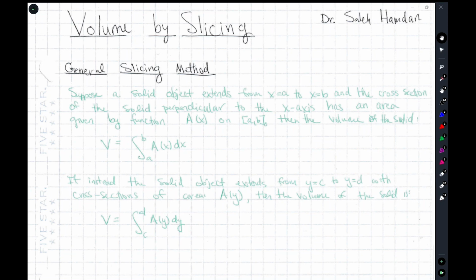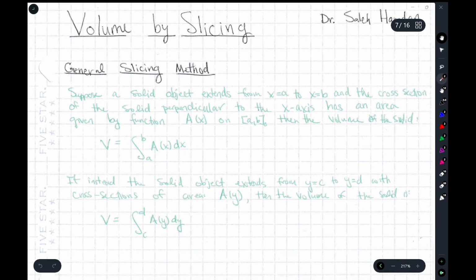But here we'll take a look at some preliminary ways to compute volumes for very simple shapes. For very simple shapes we can compute volumes using basically one-dimensional integrals. So first we'll discuss how to compute volumes using the slicing method, and here's the general slicing method. Here's the big idea.